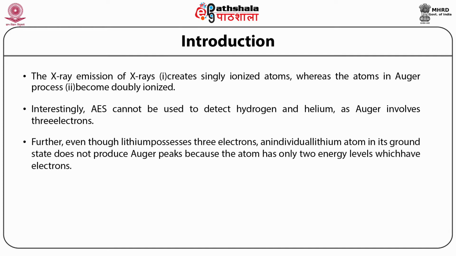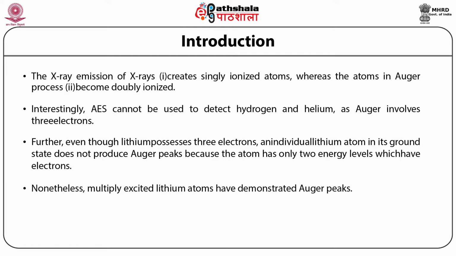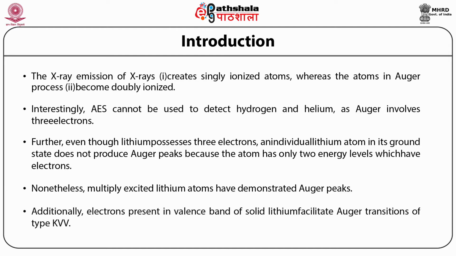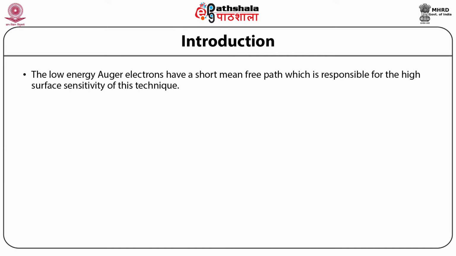Further, even though lithium possesses 3 electrons, an individual lithium atom in its ground state does not produce Auger peaks, because the atom has only two energy levels which have electrons. Nonetheless, multiply excited lithium atoms have demonstrated Auger peaks. Additionally, electrons present in the valence band of solid lithium facilitate Auger transitions of type KVV. Auger electrons have a short mean free path, which is responsible for the high surface sensitivity of this technique.